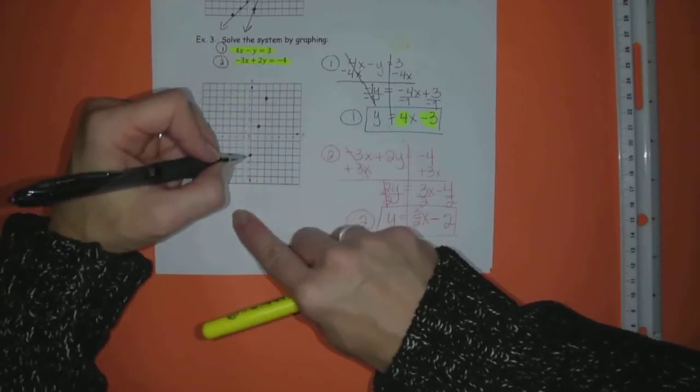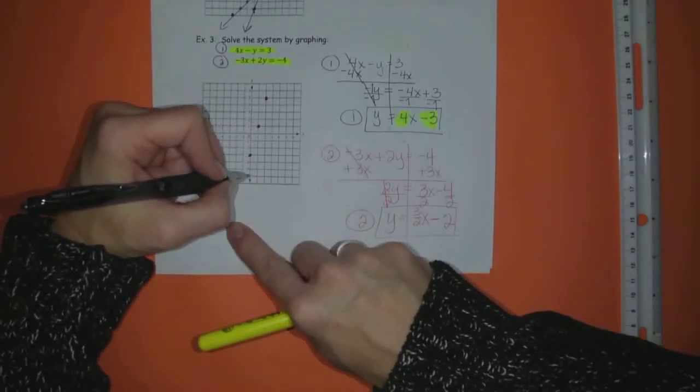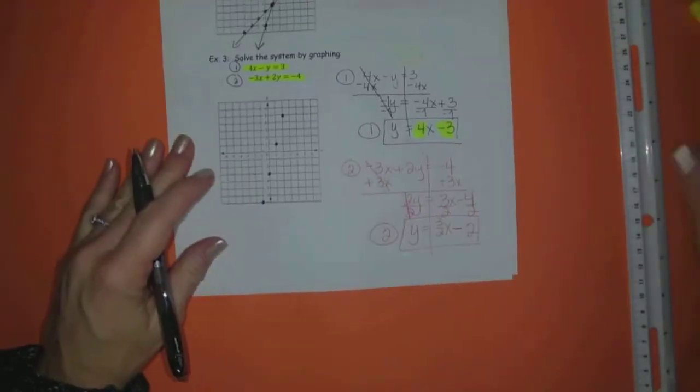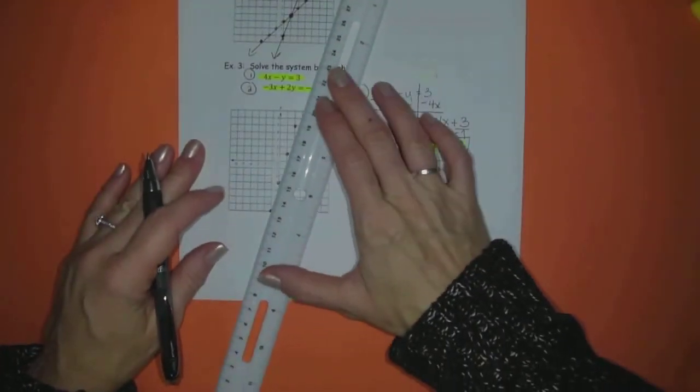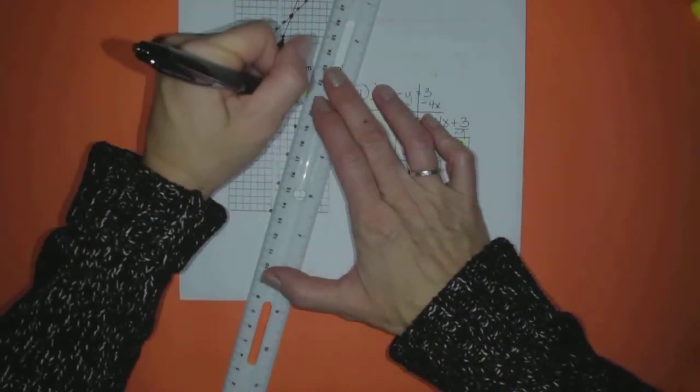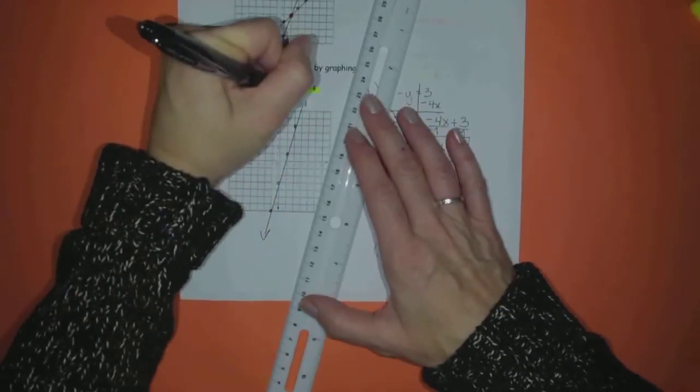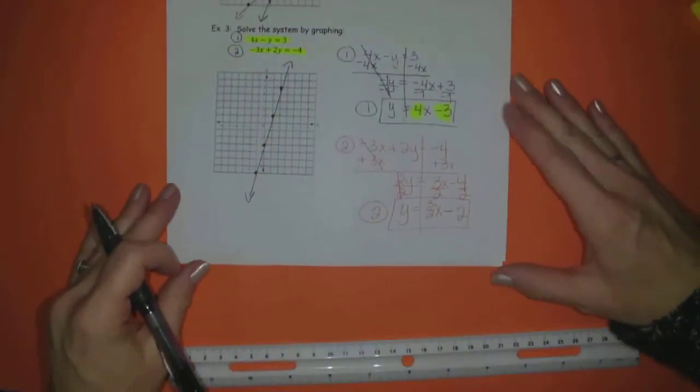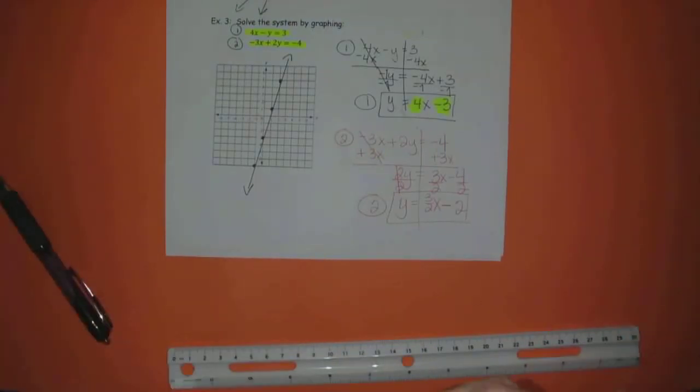I'm out of room there. Let's see if I can go the other way. 1, 2, 3, 4, and left 1. Yep, got one more point on there. So my line, right there. Okay, now line number 2.